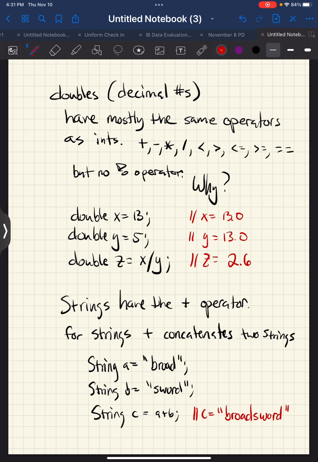Now I'm going to stop here. We're going to have another video that talks a little bit about equals equals and why equals equals works differently for primitive types than it does for reference variables.